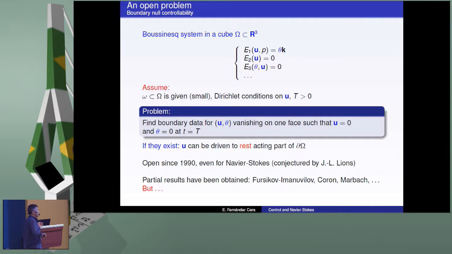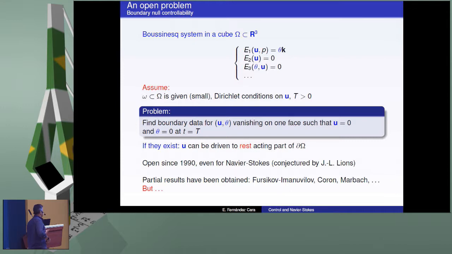And my control problem is going to be now the following. We want to find boundary data for u and theta, vanishing on one face, just one face, such that at the end of the story, at time t equal to capital T, which is the end of the evolution of the system, u is equal to zero and theta is equal to zero. This is what we call a null controllability problem, because we want to drive the field u and also the temperature theta to zero. In particular, u is to be driven to rest, acting on five faces, not six, of the boundary of the cube.